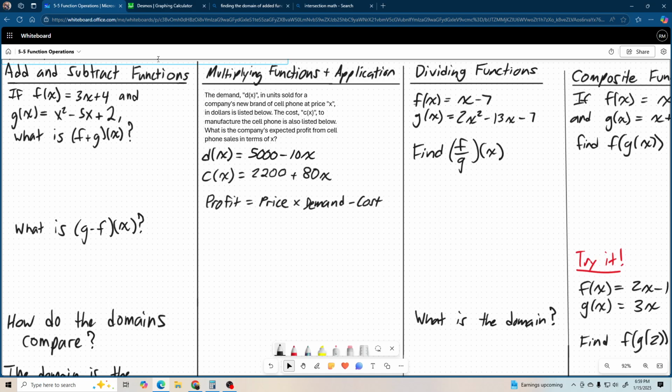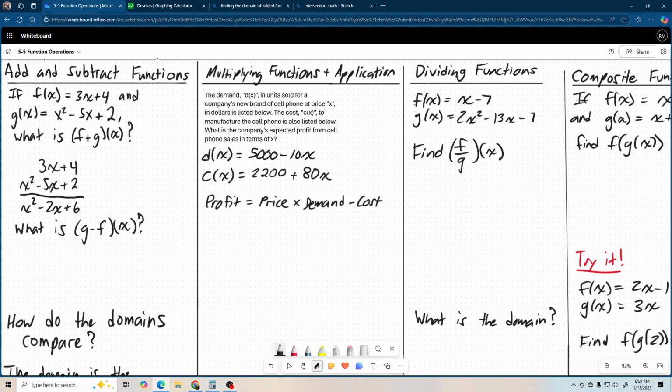So if we have f of x equals 3x plus 4, and we have g of x equals x squared minus 5x plus 2, what is f plus g of x? Well, it's just f of x plus g of x. So in other words, if I have 3x plus 4, and then I add g of x, which I'm just going to write like this, x squared minus 5x plus 2, we add these together, and we get x squared minus 2x plus 6.